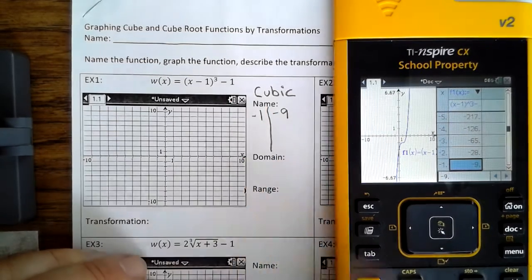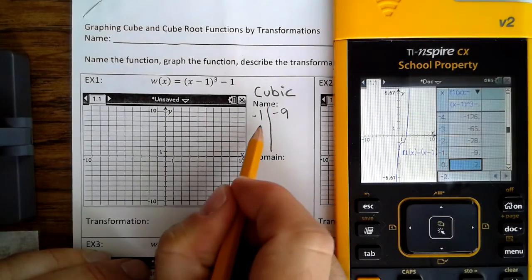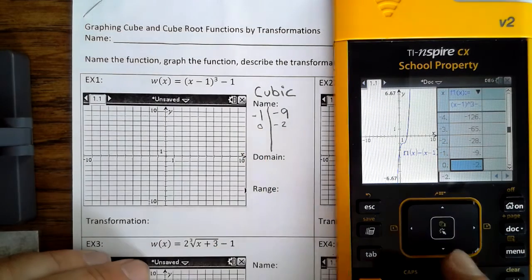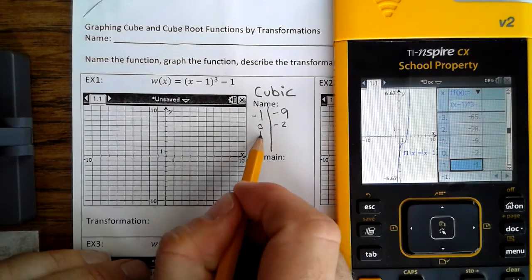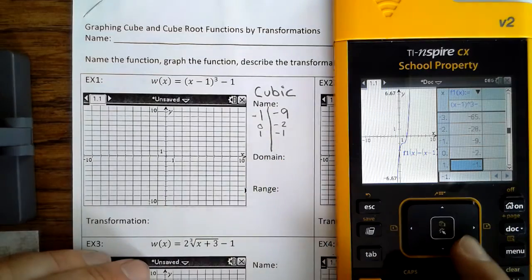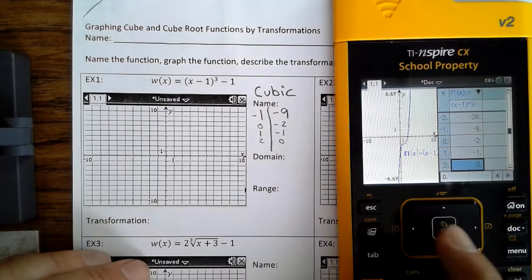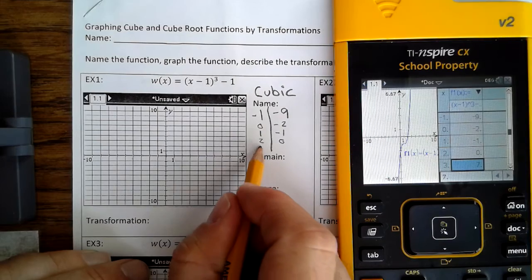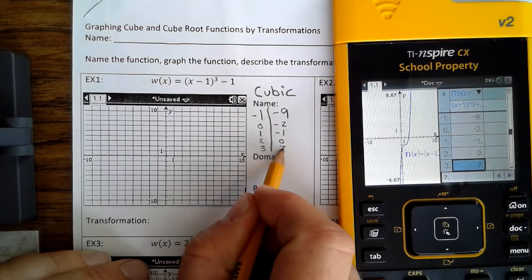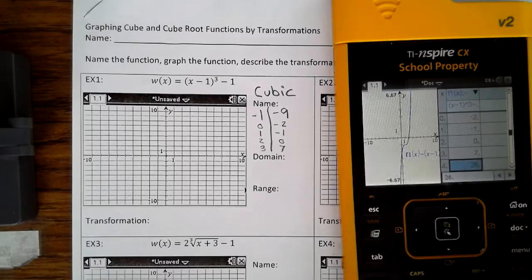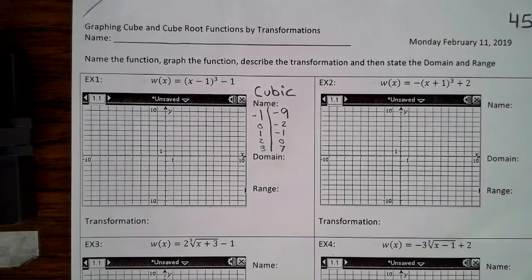Then 0, negative 2. 1, negative 1. 2, 0. 3, 7. And 4 is too big. Okay. So let me straighten that line out.